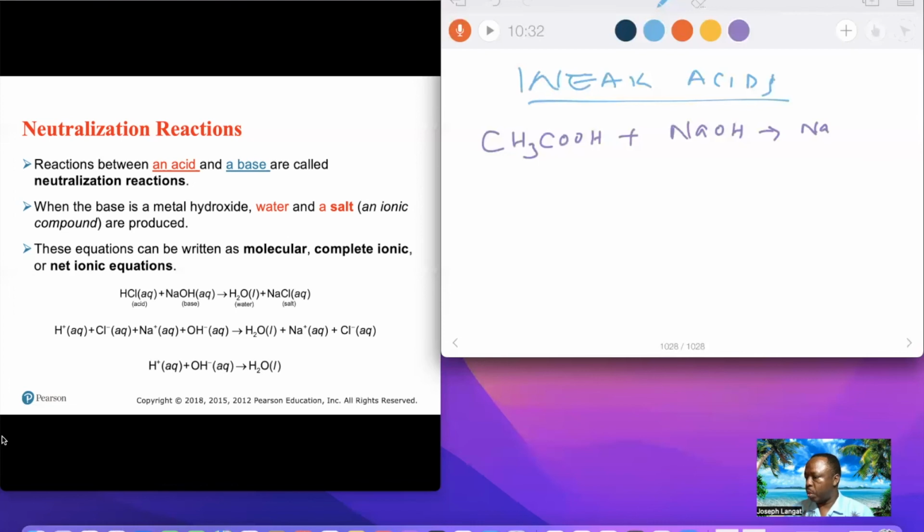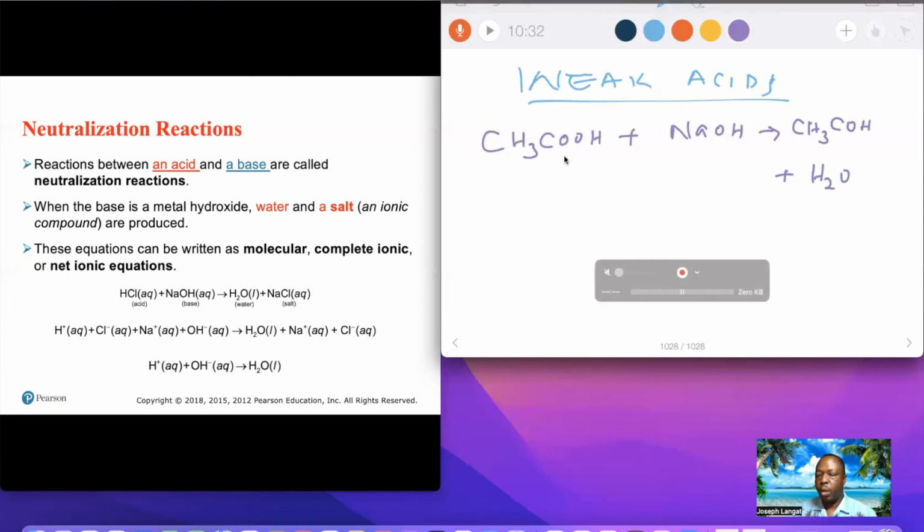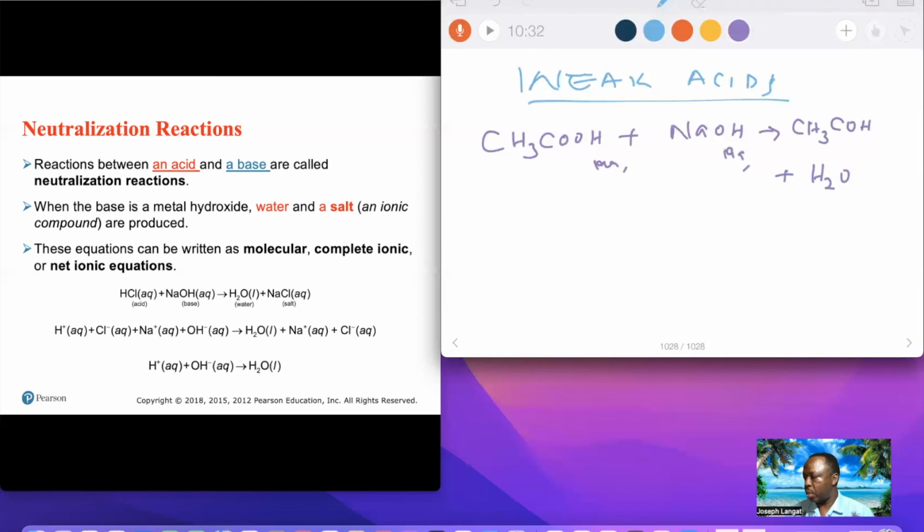Sodium acetate, but I can write this as CH3COONa. The hydrogen will combine with hydroxide to form liquid H2O. The hydrogen here will combine, and this is aqueous, this is aqueous, this is aqueous. This is equation 1, the molecular equation.